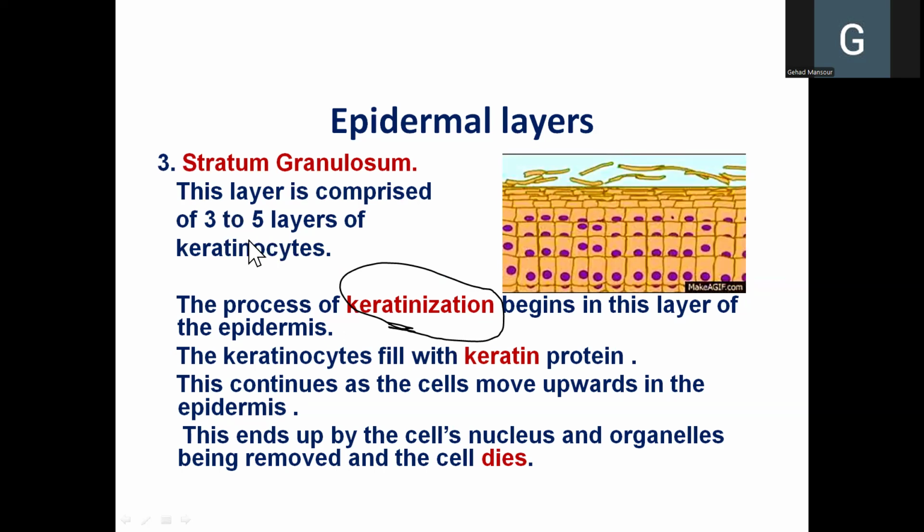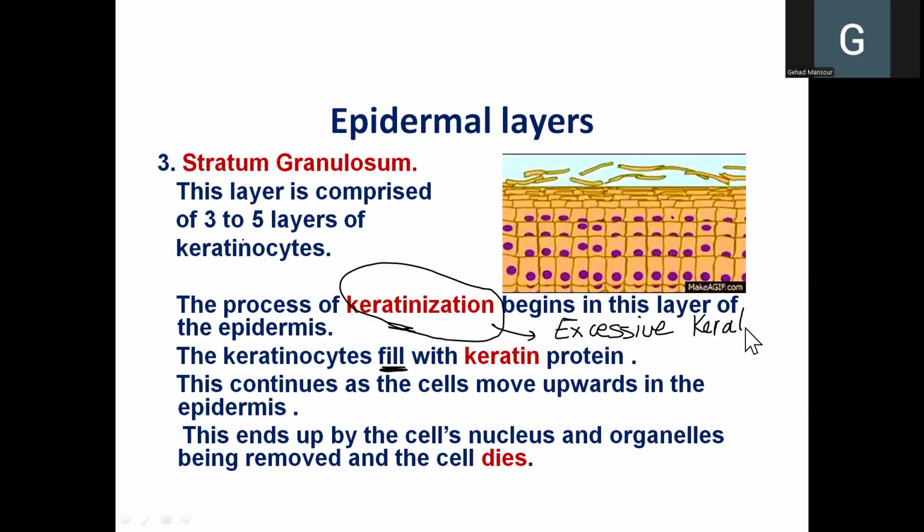And by keratinization, we don't mean that these cells start having keratin inside them, because we already know that all the skin cells contain keratin. But the process of keratinization means that there is accumulation of keratin inside the cells, and the accumulation of keratin inside the cells makes the keratinocytes be filled with keratin. So keratinization first means that we have excessive keratin inside the cell.